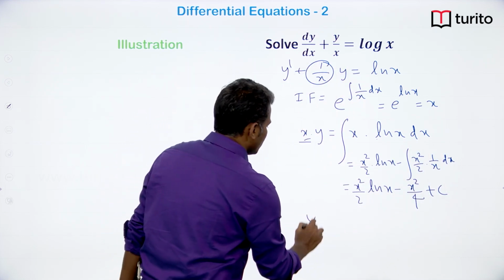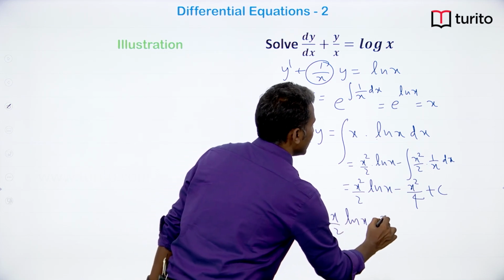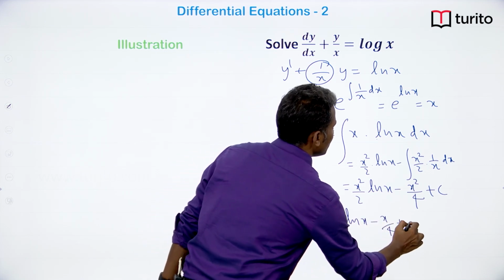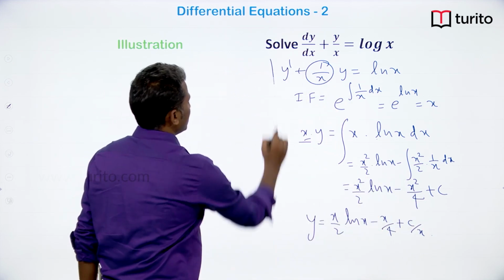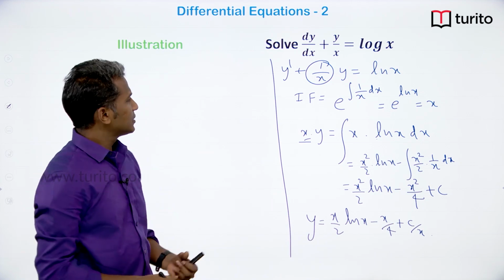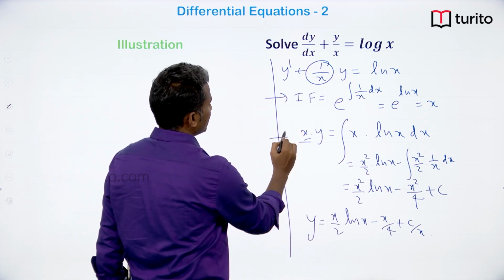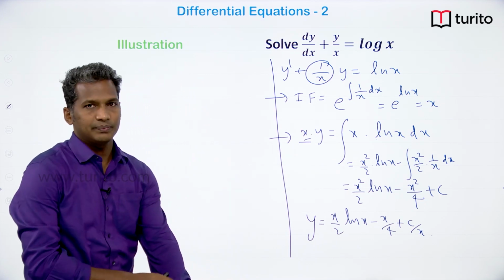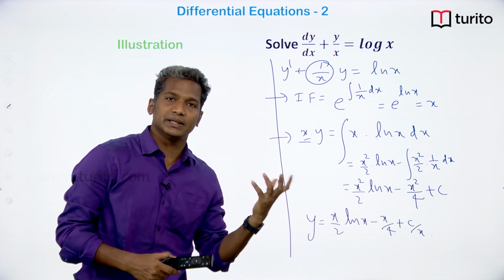So y will come out to be x by 2 ln x minus x by 4 plus c by x. Okay. So this way we can complete the solution process. Here you only have to remember two steps: one is the integrating factor, the other is this integration step. But now I will explain what exactly went on behind the theory.